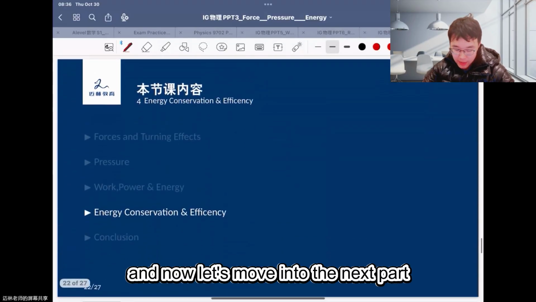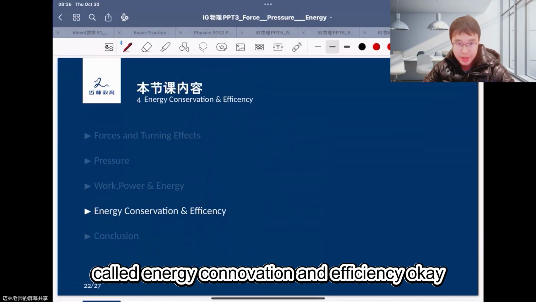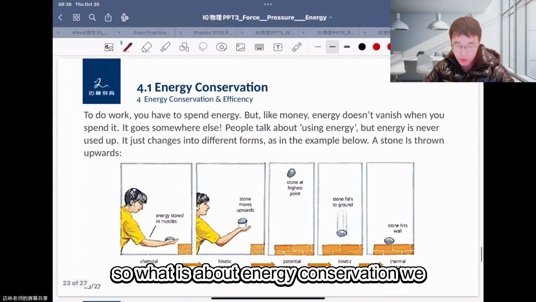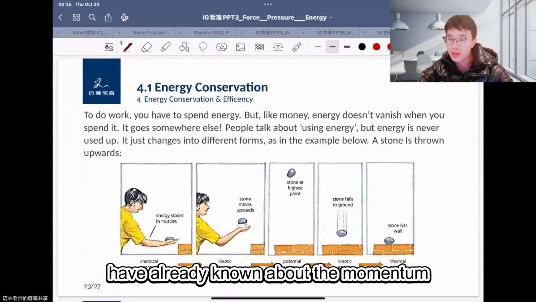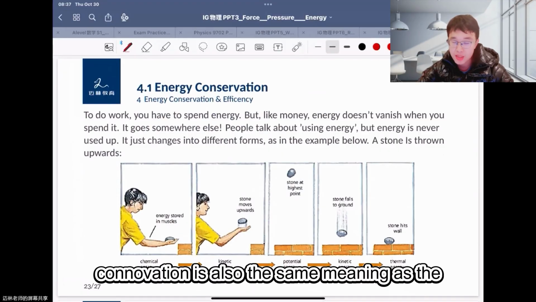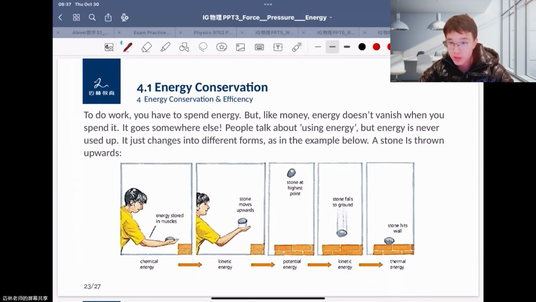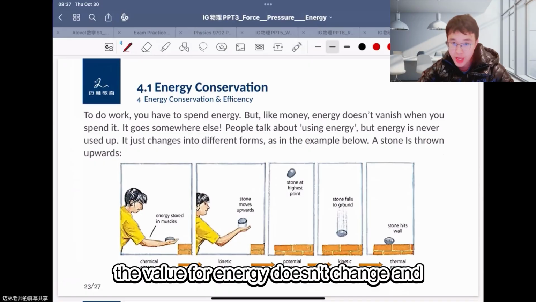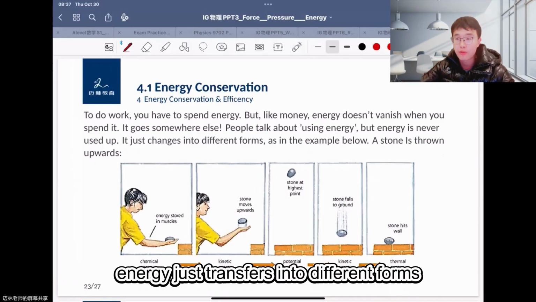And now let's move to the next part, called energy conservation and efficiency, okay? So what is energy conservation? We have already learned about momentum conservation, right? So energy conservation has the same meaning as momentum conservation. That means the total value of energy doesn't change, and energy just transfers into different forms, okay?